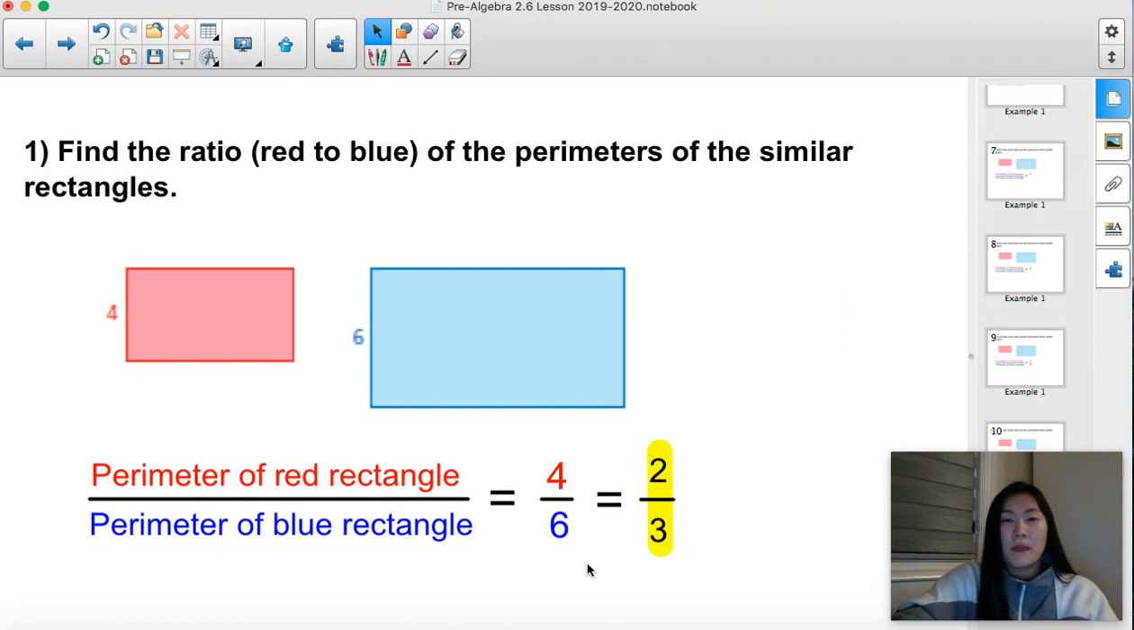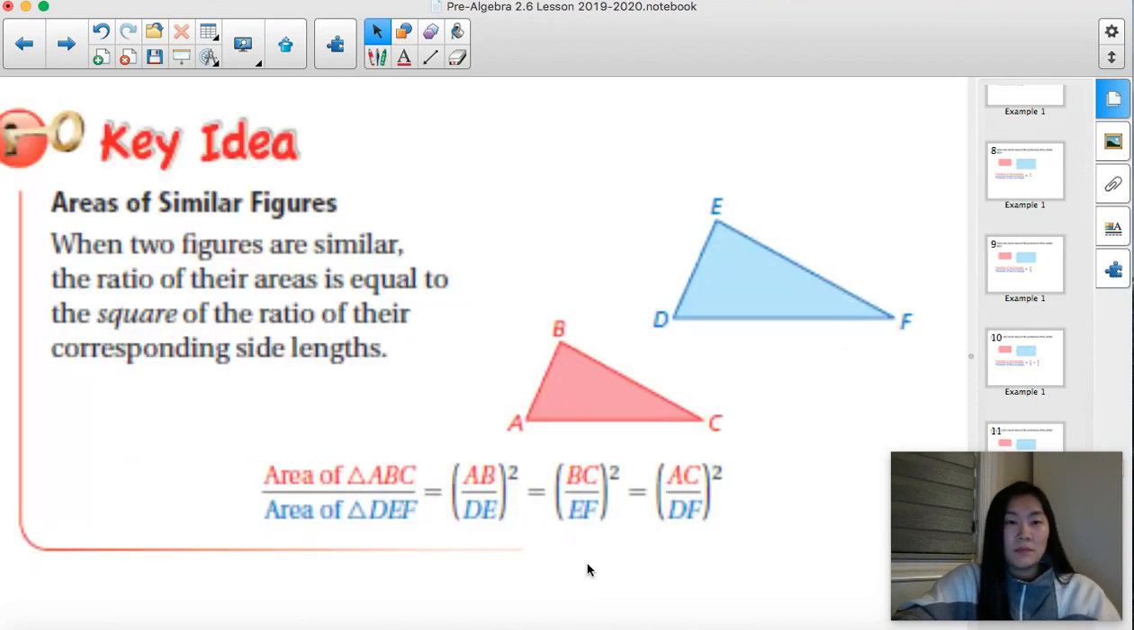Very simple. So now let's look at the second concept of this lesson, area of similar figures. When two figures are similar, again, the ratio of their areas is equal to the square, I'm going to highlight that, square of the ratio of their corresponding side lengths. Same as the perimeter, except that you're going to square the dimensions.